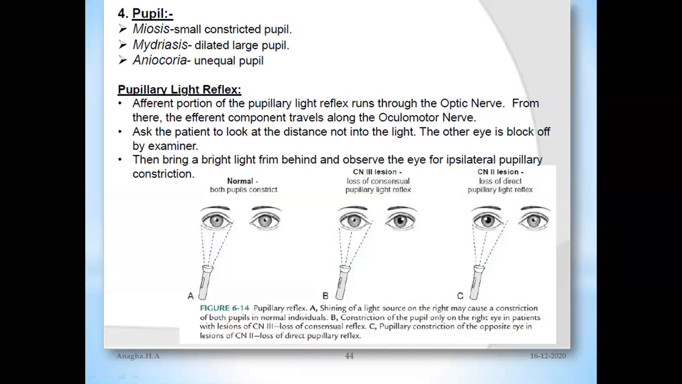So I'll repeat: while checking the pupil, we have three components. First, we check the pupil size, which we do in the dark. Then the pupillary light response, with the bright light. Then we check for accommodation, that is, shifting from far to near gaze.